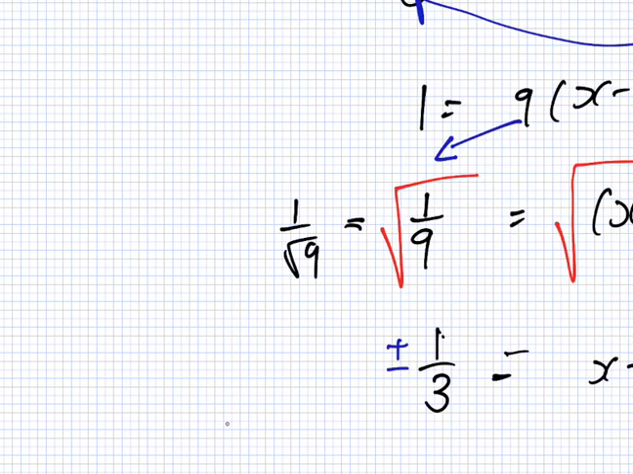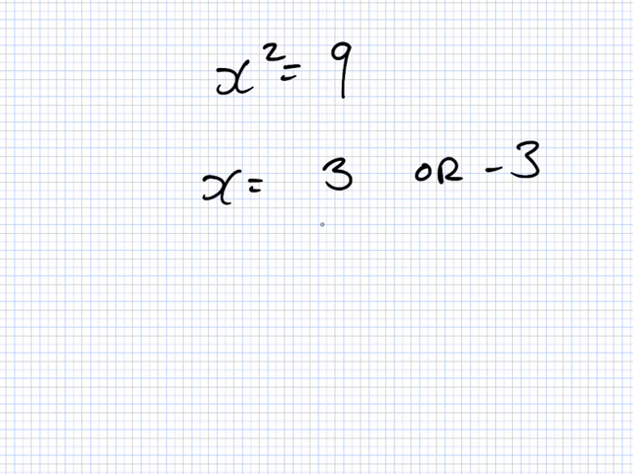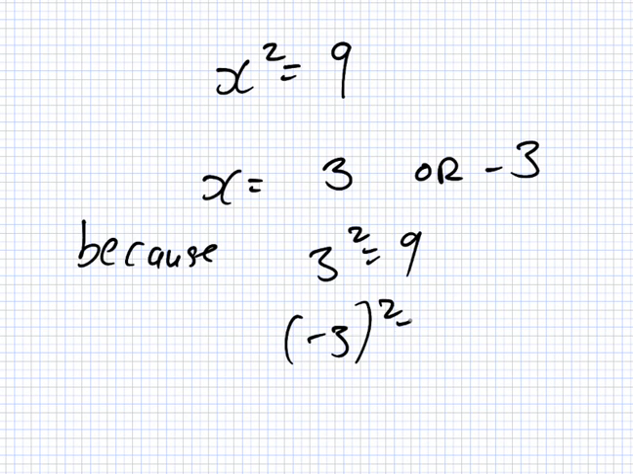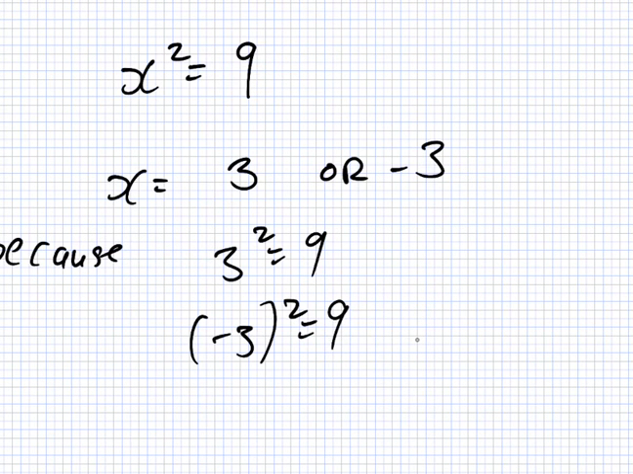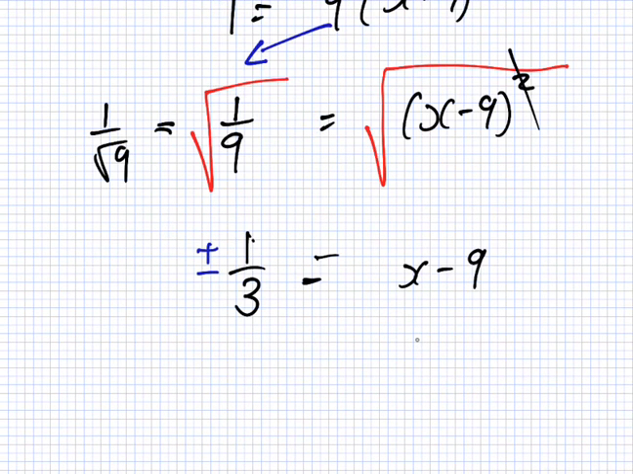Because if I just go back to here for a moment, if I say x squared equals 9, that means x equals 3 or minus 3, because 3 squared equals 9 and minus 3 squared equals 9. So just remember that basic information. So how many answers? Now I have 2 answers. I have 9 plus or minus 1 over 3 equals x.